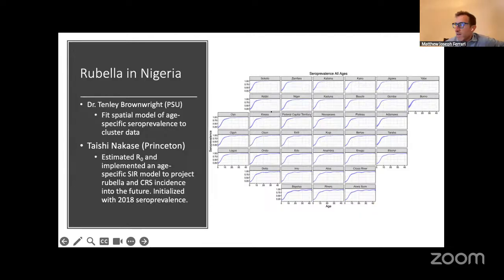And what we see here is that in the southern states, the rise in the proportion of individuals seropositive is comparatively slow, and in the northern states, it rises rather quickly. It's very high in youngest children in the north and comparatively low in the youngest children in the south. And because Nigeria has not yet fully introduced rubella vaccination at the national scale, this is largely a reflection of the transmission of rubella virus in the country.